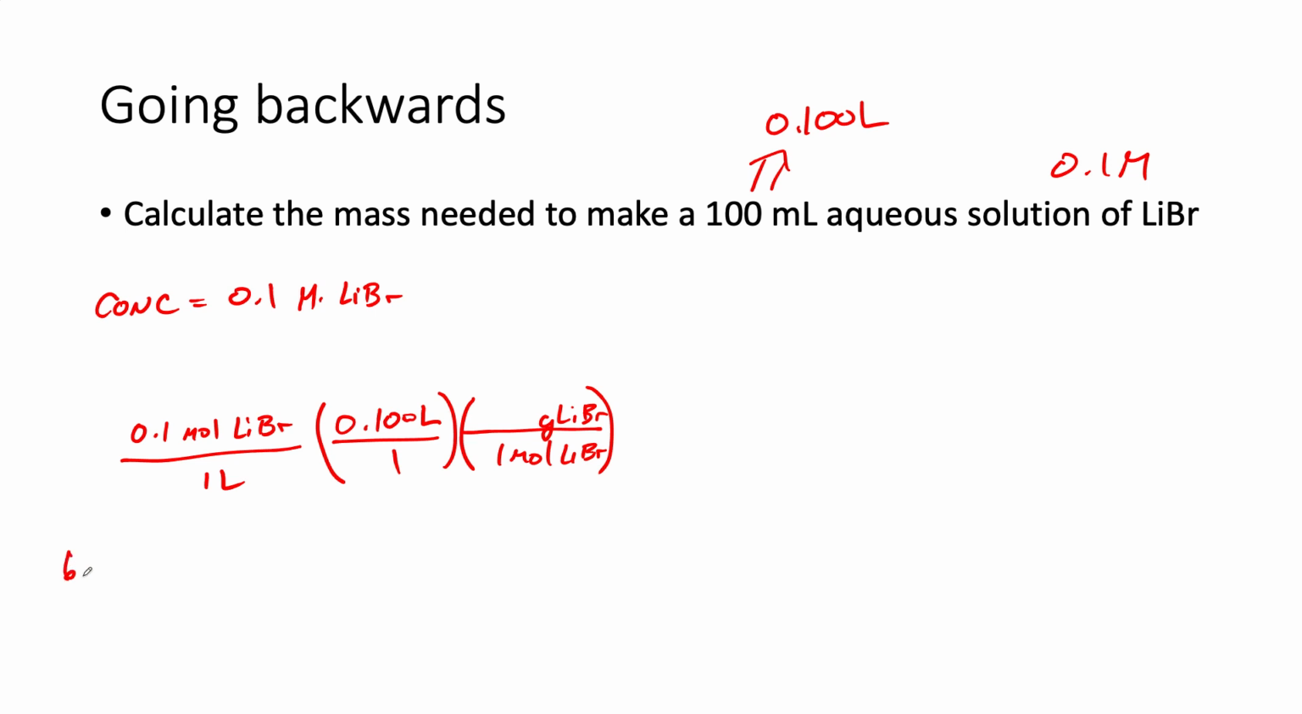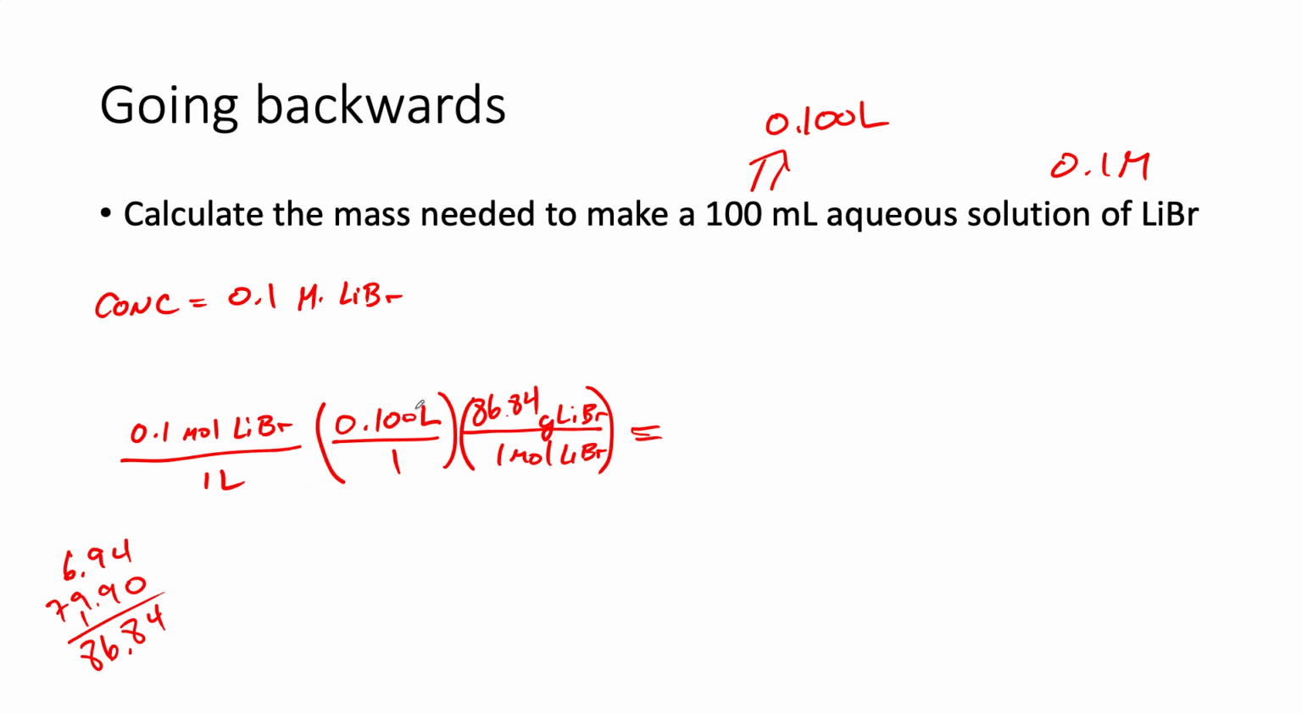Lithium is 6.94. Bromide is a little heavy, 79.9. That gives 86.84. So this is 86.84. You may want to check my math. I'm pretty sure that's correct.